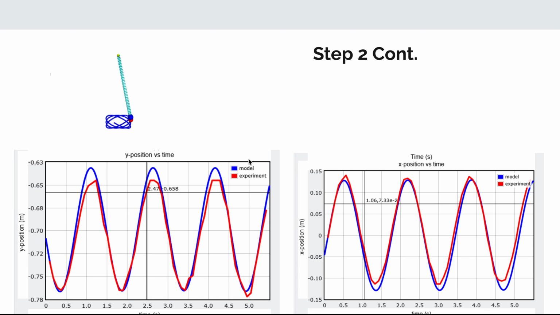And then here are the graphs from GlowScript. You can see the change in position in Y over time, the change in position in X over time, and this is what the model looked like. You can see that the change in X was pretty much exactly the same as the model, and the experimental was pretty much exactly the same. And then for Y, it was almost the same, but you can see it peaks a little bit higher in the computational model.